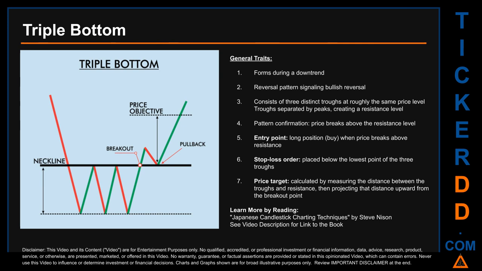In addition to the three bottoms, the triple bottom pattern also features a resistance level, which serves as an important price point for the pattern's confirmation. The resistance level is a horizontal line connecting the peaks between the troughs.